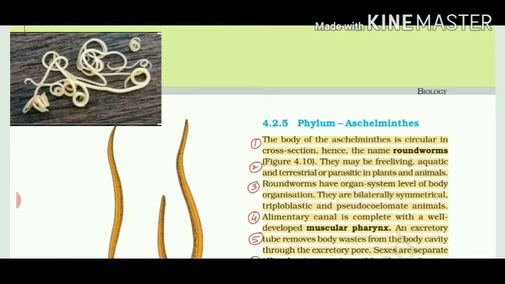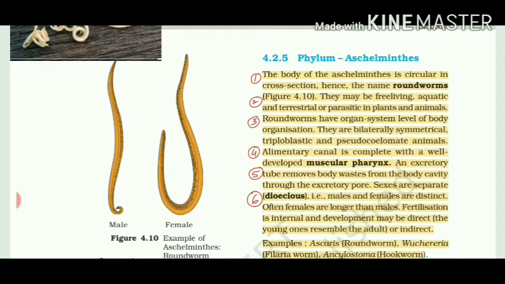Third point, organ system level of organization. Symmetry is bilateral. They have 3 layers of cells called triploblastic, and this is the only phylum which consists of a false body cavity. So we call them pseudocoelomate. The alimentary canal is complete, which means from this phylum we are talking about the food pipe, with a well developed muscular pharynx. You know pharynx? So pharynx is the part to which the mouth and the esophagus are attached.